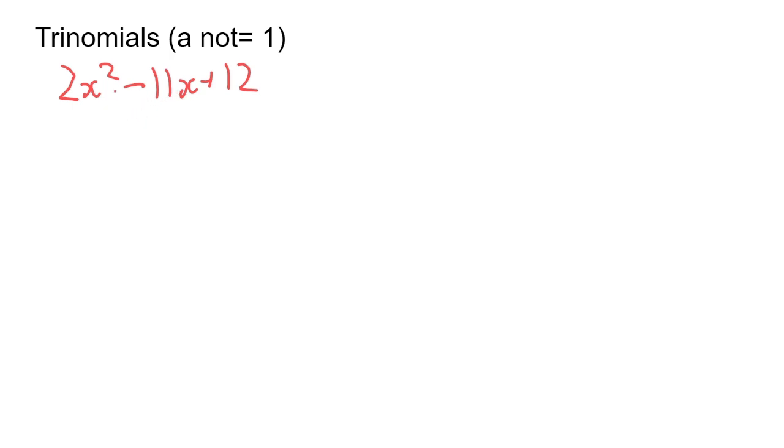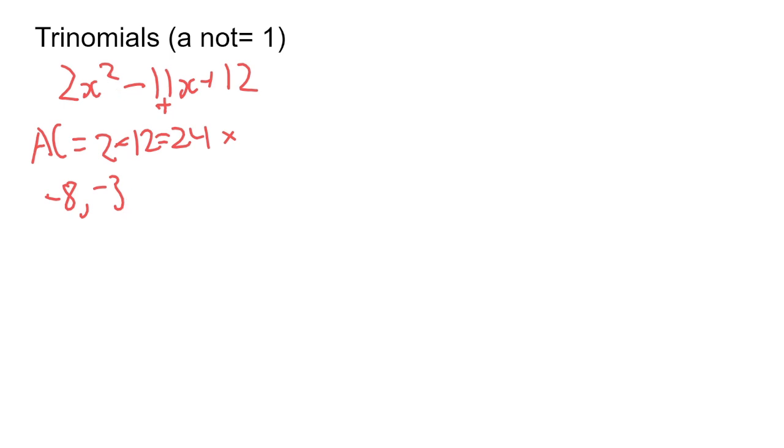So basically what you have to do is what we call the AC method, where you multiply the A term and the C term, or the first number and the last number, so 2 times 12, and that gives you 24. Then we use that as the thing you have to multiply to, and the minus 11 is the thing you have to add to. So two numbers that multiply to 24 and add to minus 11 would be minus 8 and minus 3.